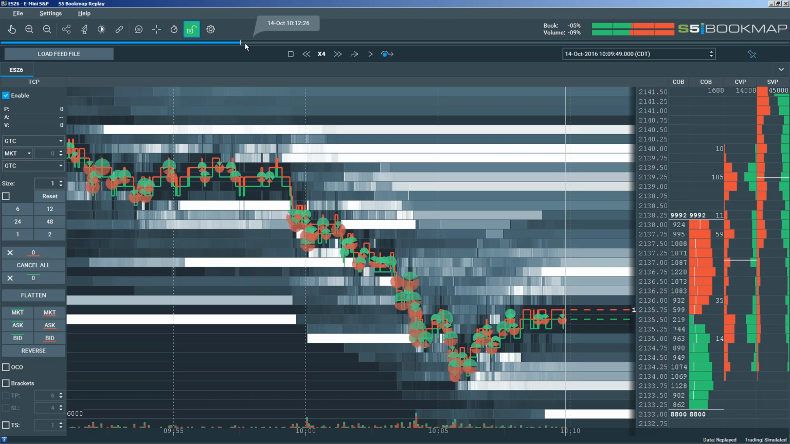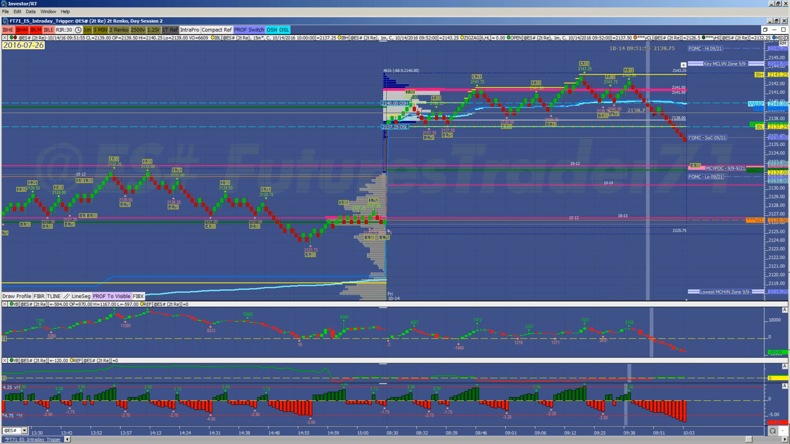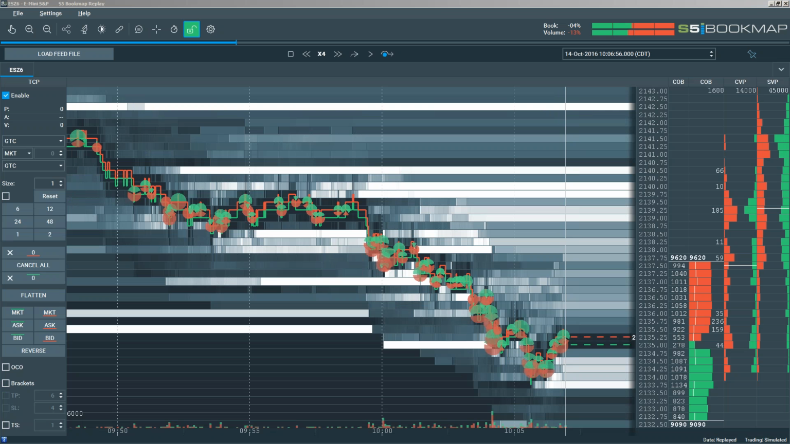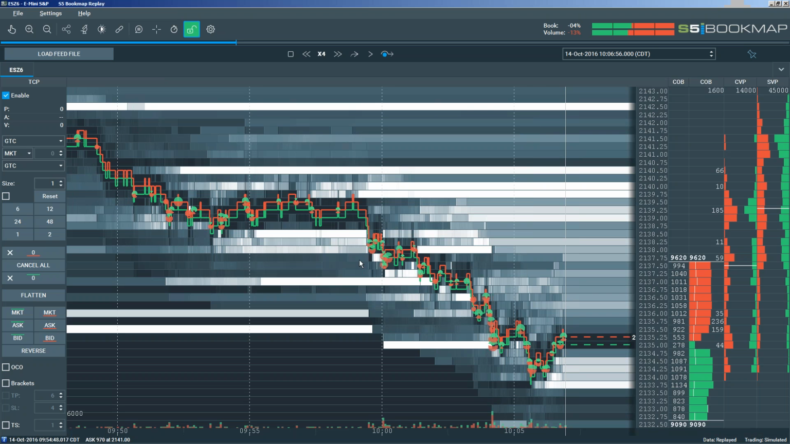So here's the next setup. The market has already dropped. Here it is, 10:01. This is about where we are in this platform. The idea here is that I'm looking for a pullback. Let me reduce these dot sizes so we can see what's going on behind them. The market has pushed down and we have a precipitous fall here. Now I'm looking for a pullback to the IB low.